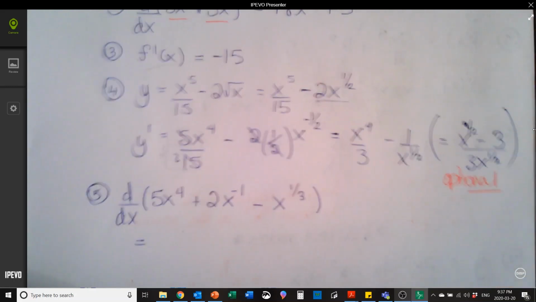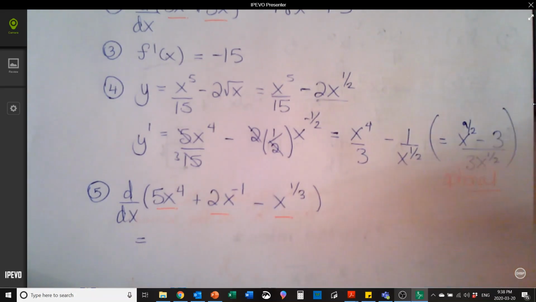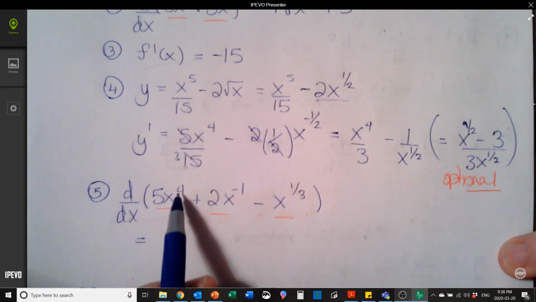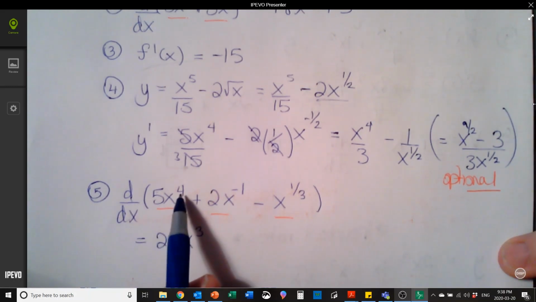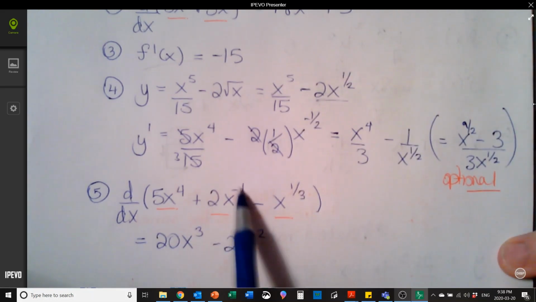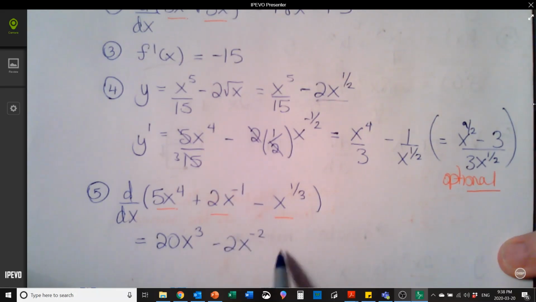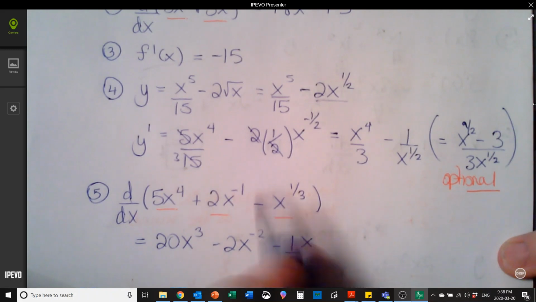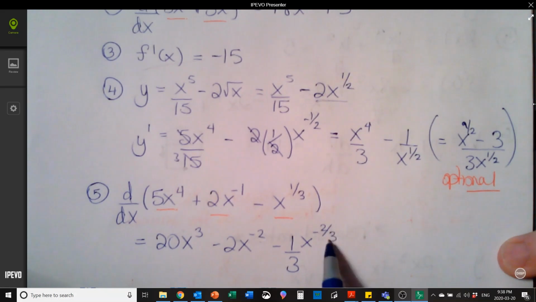So I turned everything in that question number 5 into a power, the 2 over x and the cube root of x. And now I'm going to apply the power rule to each individual piece to get my answer. So the 4 will come down in front to make 20x cubed because 4 minus 1 is 3. I'm going to have minus 2, negative 2. So negative 1 comes down in front and multiplies. Minus 1 makes minus 2. And minus 1/3 x, and 1/3 minus 1 makes negative 2/3.